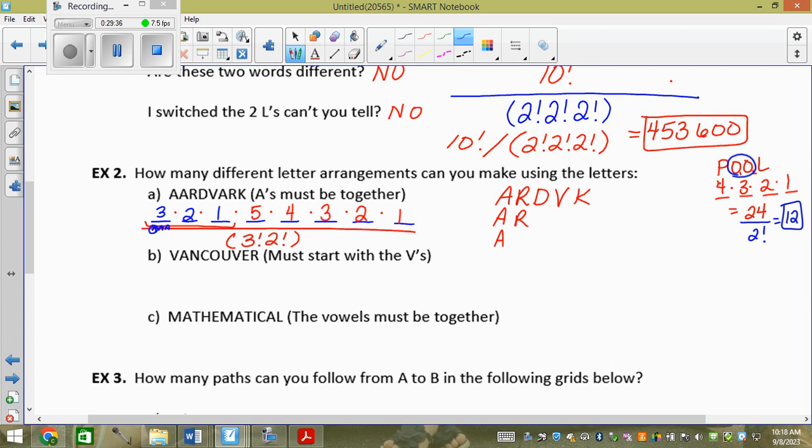Do you think this answer is going to be on the diploma and on the test? Yep, it's wrong. I could pick more. What do I still have to do? Multiply the top by 6. Because there are 6 places that I can move these A's: front, here, here, here, here, and there. Always one more than the hooked together numbers. So your answer for this one is going to be 360.